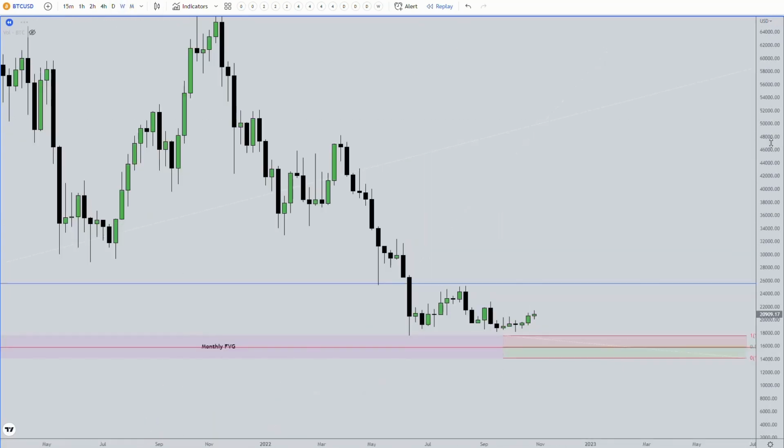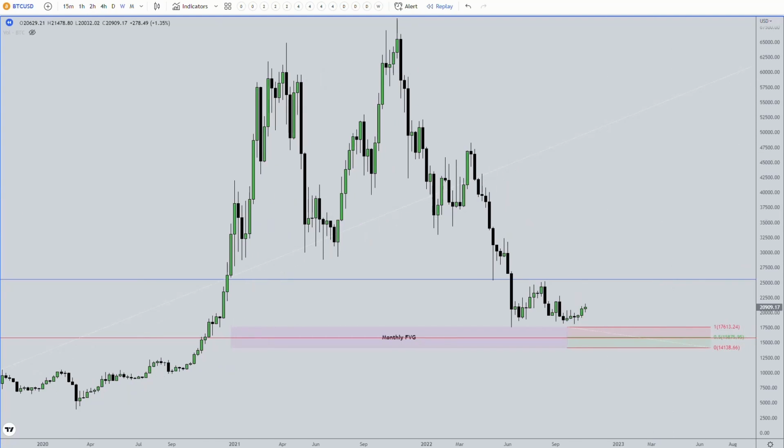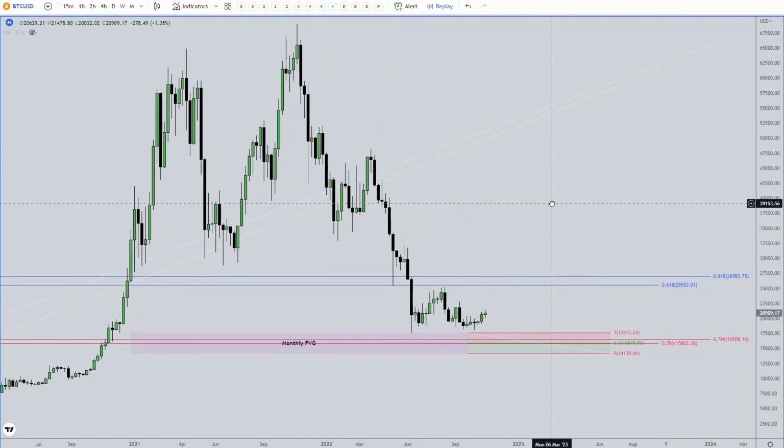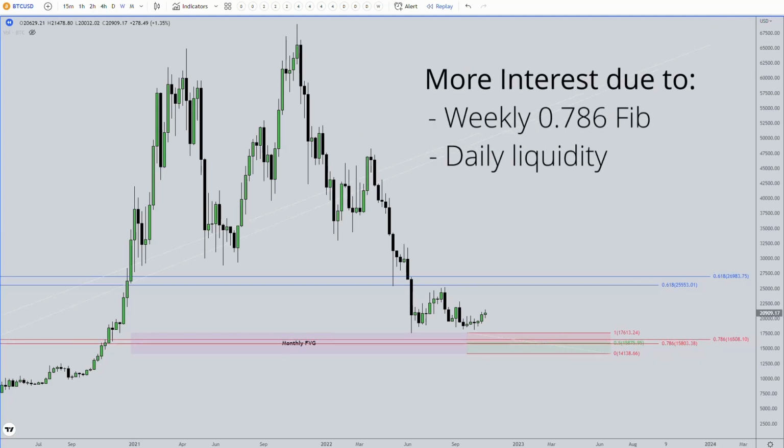Moving down to the weekly, you then would have repeated the process one more time. You would have pulled your fib retracements and realized, wow, they seem to line up very closely. 16,510 would have been the 786. Finally, you could have also identified this daily liquidity pool at around 16,100.